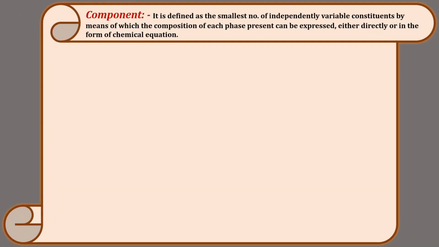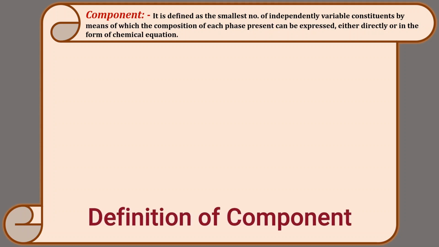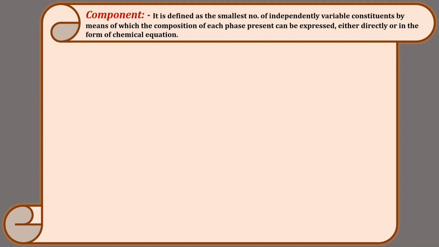The next is a component. It is defined as the smallest number of independently variable constituents by means of which the composition of each phase present can be expressed either directly or in the form of a chemical equation. So a component is the smallest number of independently variable constituents by means of which the composition of each phase present can be expressed either directly or in the form of a chemical equation.